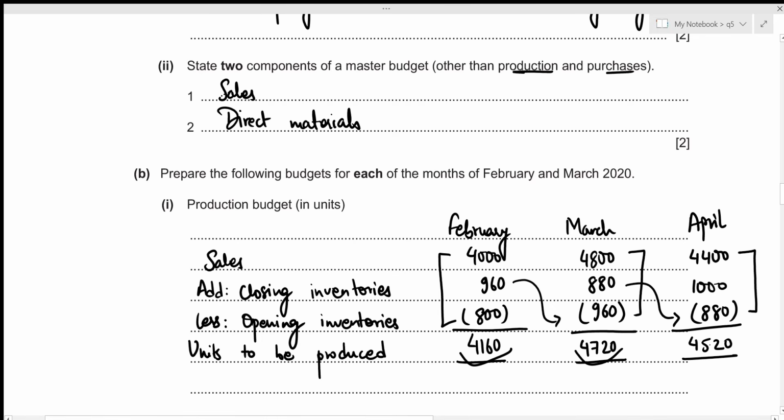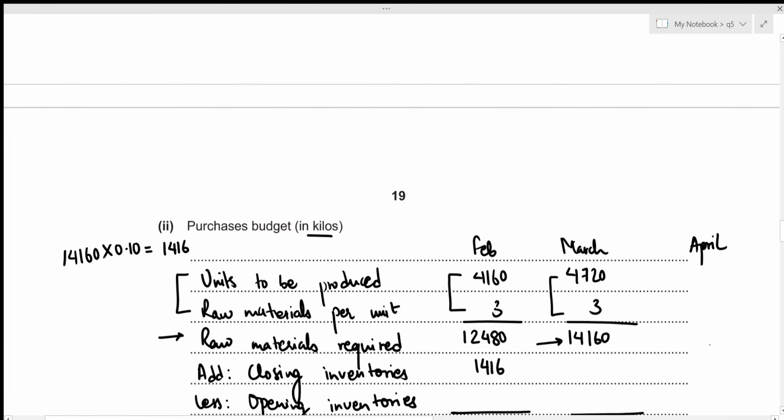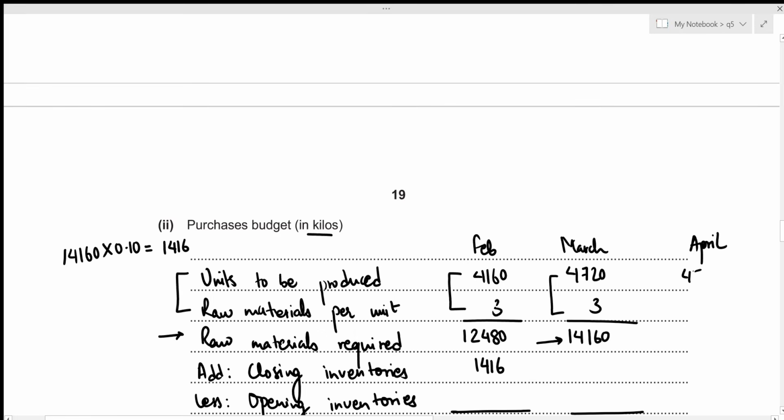Let's substitute this value into our purchases budget. So that's 4,520. And we need to multiply it with the raw materials per unit, which is 3. And now the product of these two amounts will give our raw materials required for the month of April. That's 4,520 times 3, which results in the value of 13,560.